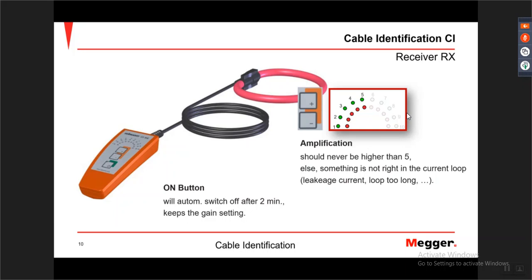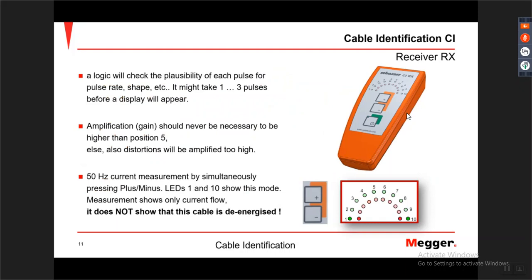A logic will check the plausibility of each pulse for pulse rate shape. It might take 1 to 3 pulses before the display will appear. So when you put the unit receiver onto the cable, you will have to wait a few seconds for the unit to actually recognize the pulse that it is looking for, and then it will start showing the lights.